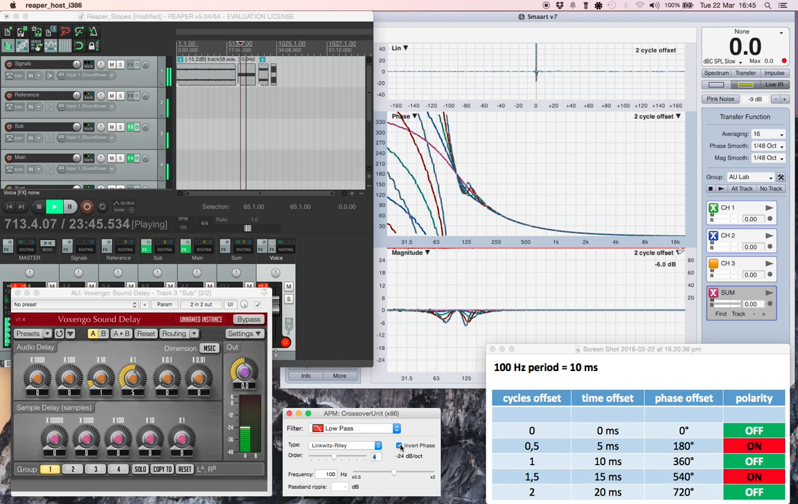Okay, final instance is 2 cycles apart, 720 degrees of phase shift, no polarity inversion required. This is in phase, but 2 cycles apart. And this is the interesting thing. If we go to 3 cycles or 30 milliseconds, we still have summation. If we go to 40 milliseconds or 4 cycles, we still have summation, and it sounds identical. This is 5 cycles or 50 milliseconds of time offset, and we still have summation. 6 cycles, 7 cycles, 8 cycles, and 9 cycles.